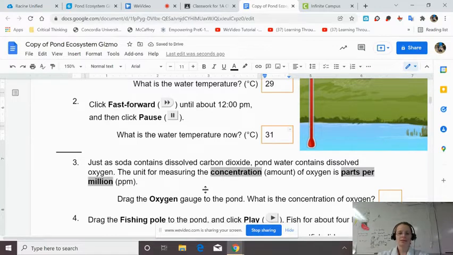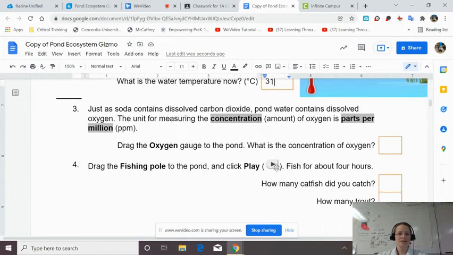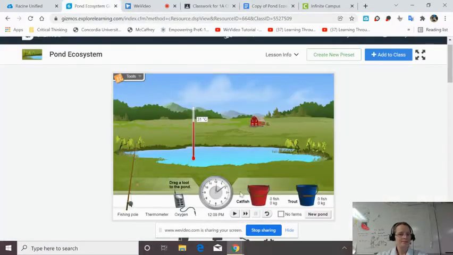So just as soda contains dissolved carbon dioxide, a pond contains dissolved oxygen. Drag the oxygen gauge to the pond. What is the concentration of oxygen? Let's find out. Here's the oximeter. It is 4.04.